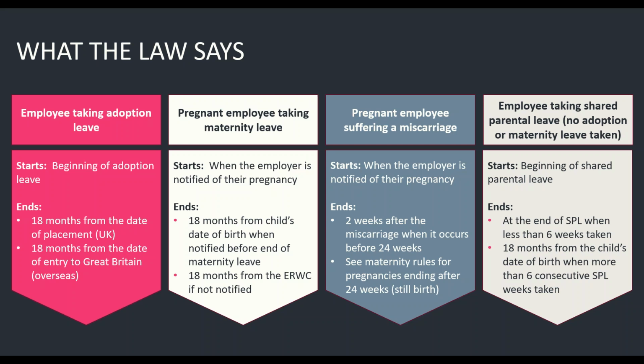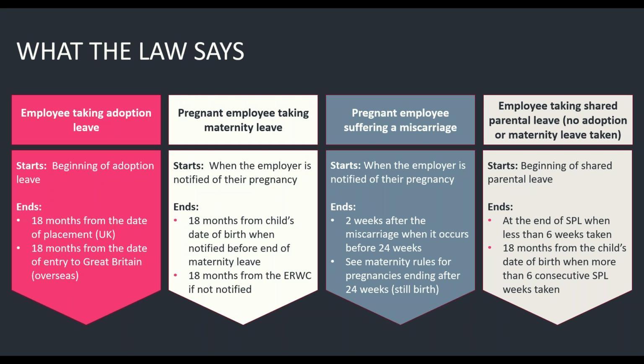When your employees are pregnant and taking maternity leave, the period of protection begins when the employer is notified of the pregnancy, and then it ends 18 months from the child's date of birth, so long as that was notified before the end of maternity leave, or 18 months from the EWC if that hadn't been notified.